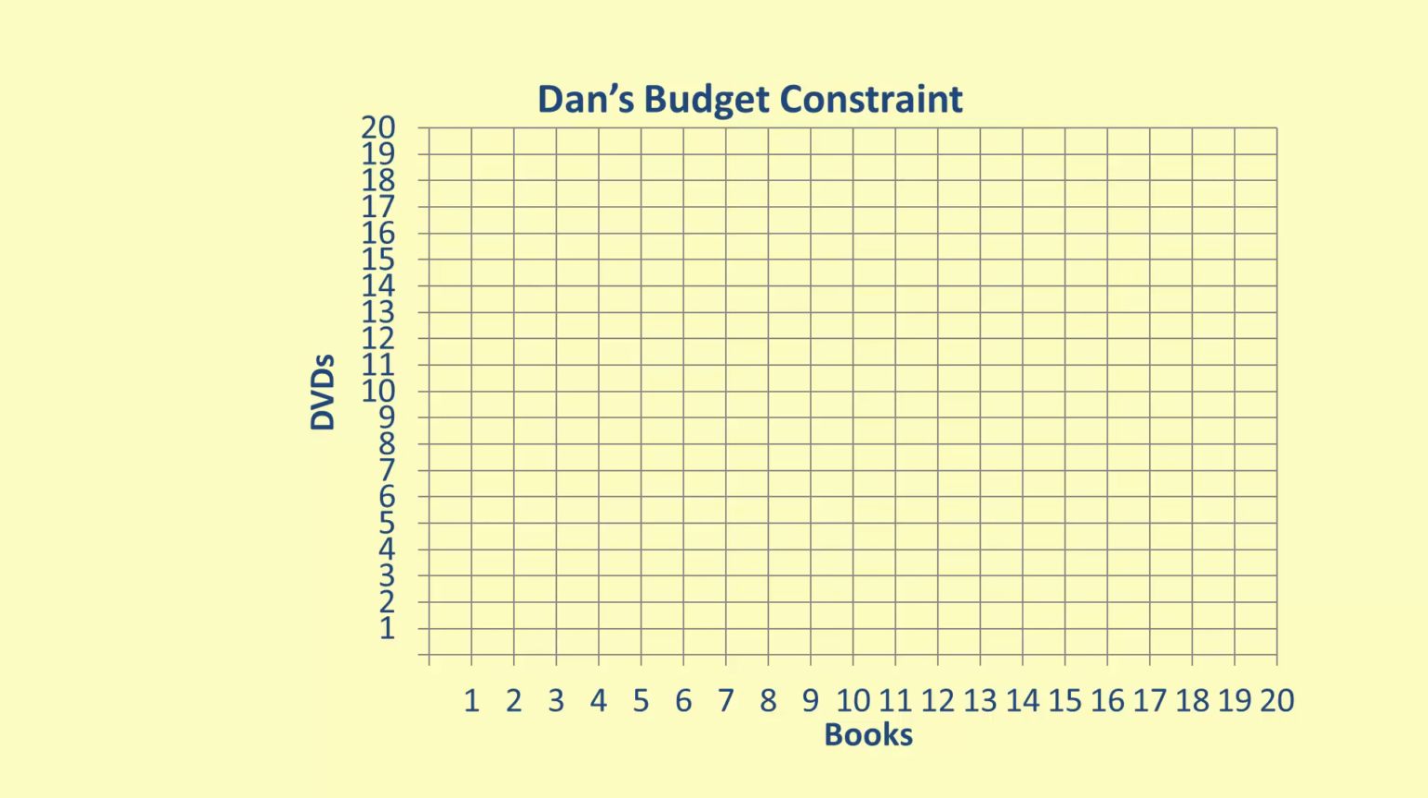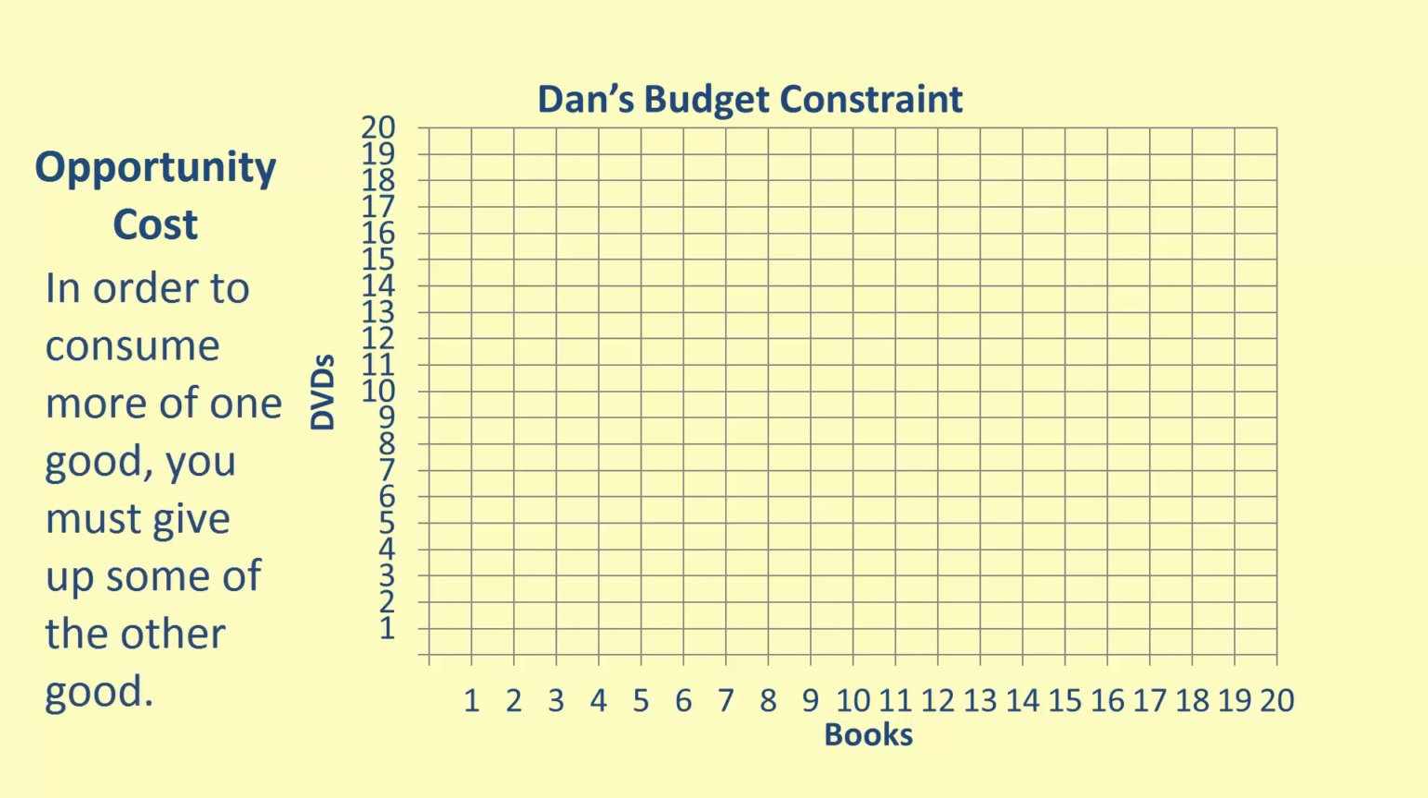stay within their budget. Say Dan only spends his income on books and DVDs. If he decides to buy more books, then he is giving up the opportunity to buy more DVDs. This is called an opportunity cost. In order to consume more of one good, you must give up some of the other good. This idea can be clearly shown when we create Dan's budget constraint, which shows all the possible combinations of books and DVDs he can buy on his budget.